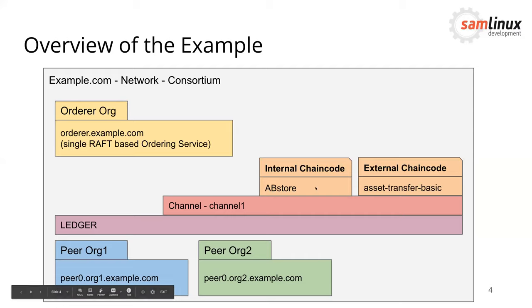And then we will install two chaincodes here. Both chaincodes we know already. So the ABstore, we will use to install in the traditional way. And then we use the asset transfer basic chaincode and see what is needed to use this external chaincode feature. And in the end, we will have this scenario in our network.